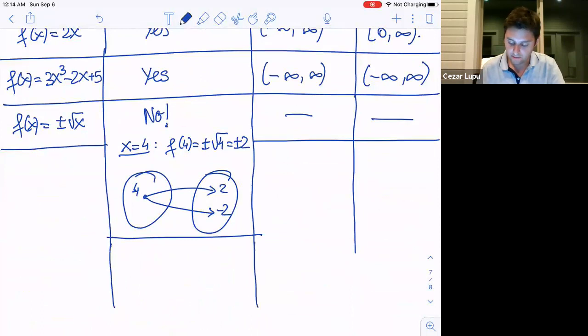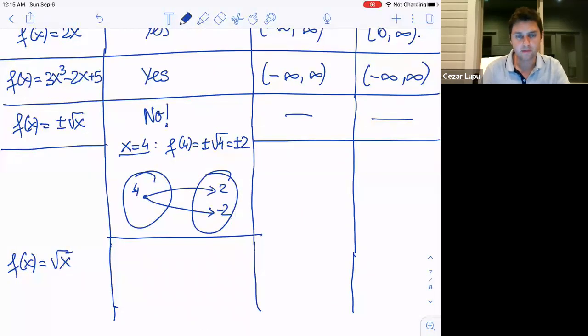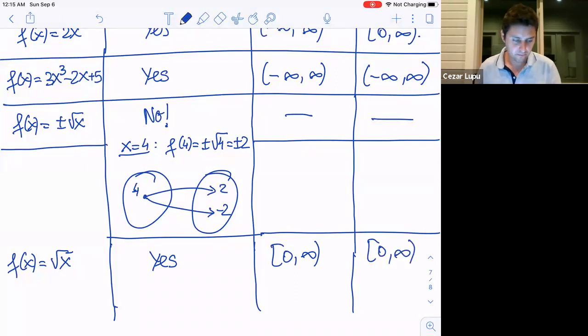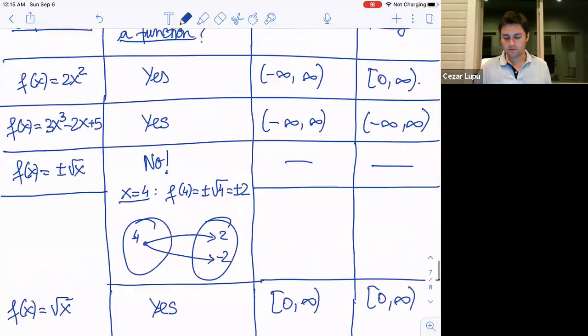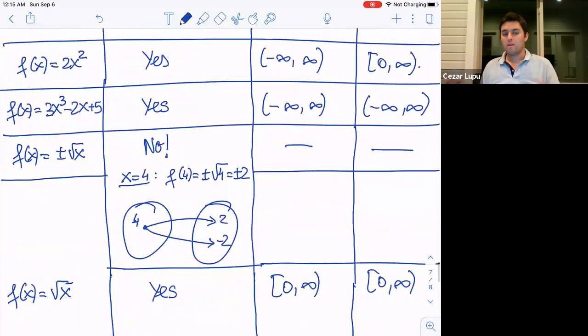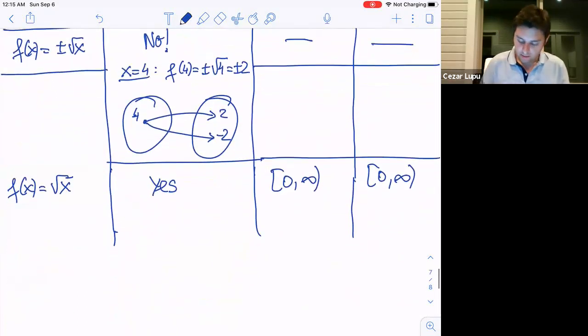And now let's take another function. This time I'm going to take the following: f of x is square root of x. Is this a function? Absolutely yes, we said that. The domain will be clearly 0 closed, positive infinity, and the range will be the same thing, because this is just a non-negative square root. I think this clears up a bit the picture of which one is a function and which one is not a function.